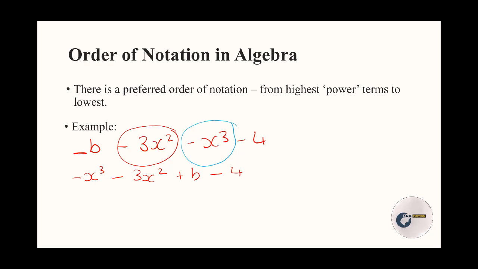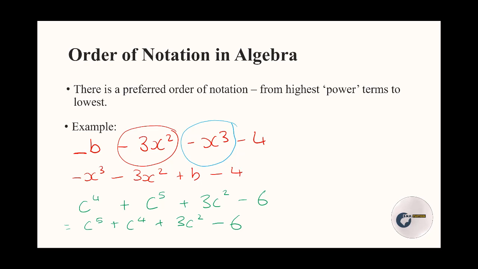If I gave you another example of this, let me just use a different colour. c to the power of 4 plus c to the power of 5 plus 3c squared minus 6. So as you can see, the highest power is c to the power of 5. So we would write that as c to the power of 5 plus c to the power of 4 plus 3c squared minus 6. So it's descending order always.